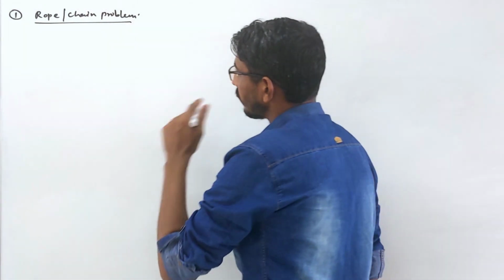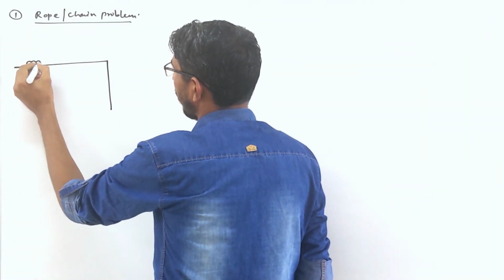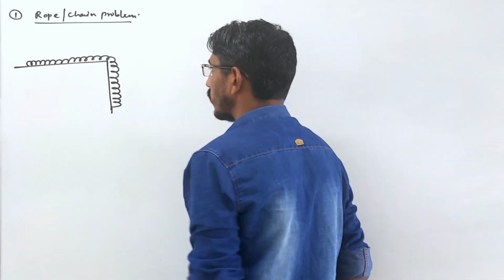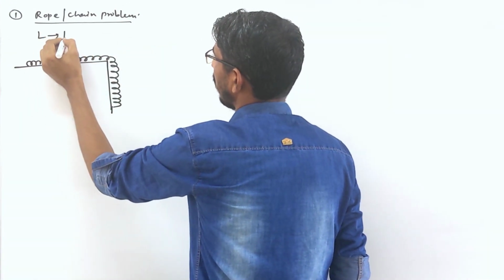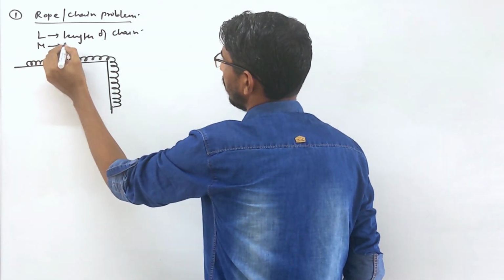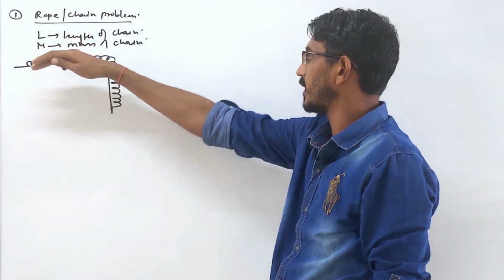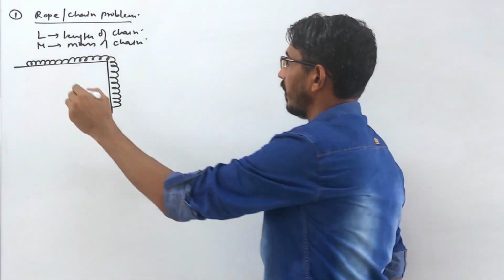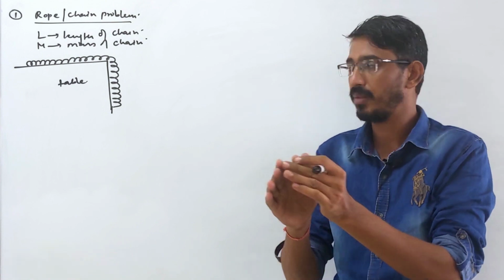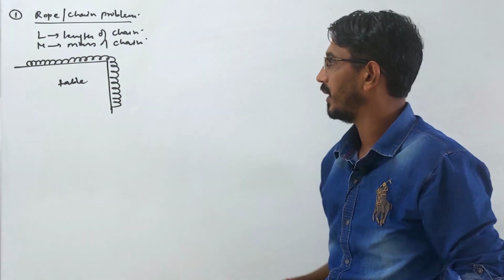What they do here, they say there is a table and one chain or rope is placed over this table like this. The length L is the length of this rope or chain, and M is the mass of the chain, correct? Now suppose you put the chain such that some part is hanging below the table, and this part is placed on the table.